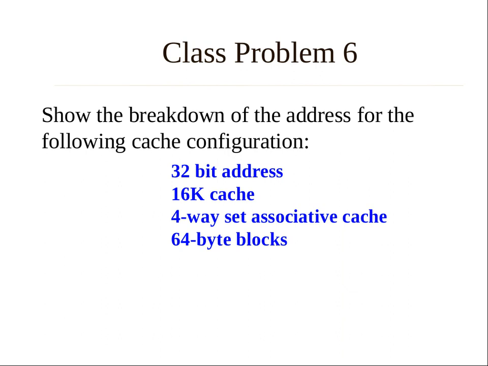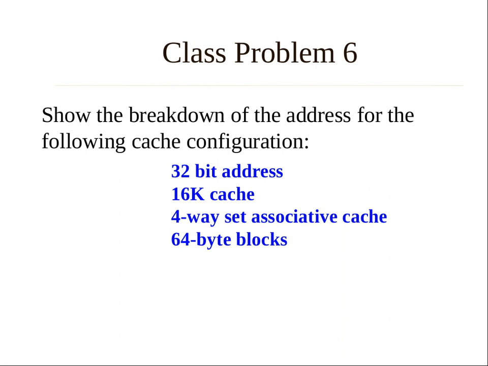All right. What do we do first? Block offset, which is 6 bits. That's the easiest part. Now the set. First off, how many cache lines do we have? The size of the cache is 2 to the 14th divided by our block size, which is 2 to the 6th. That's 2 to the 8, which is 256 cache lines.